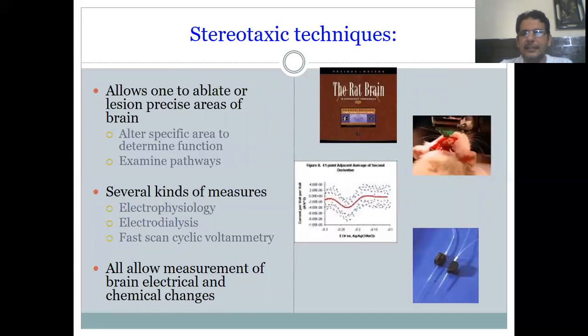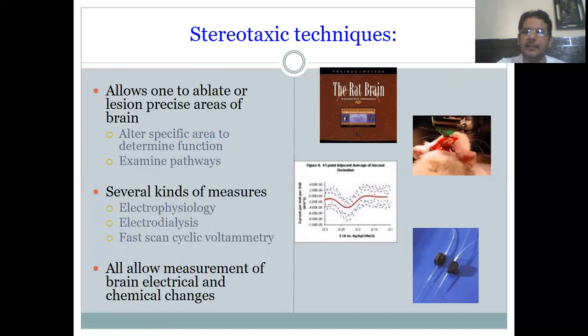In this case, they introduce deep brain electrodes, and they can alter specific brain activity in the patient. So in this case, they alter a specific area to determine function. So one way is, if we want to know what implication some specific neuronal network has, and what role it is playing in the brain.